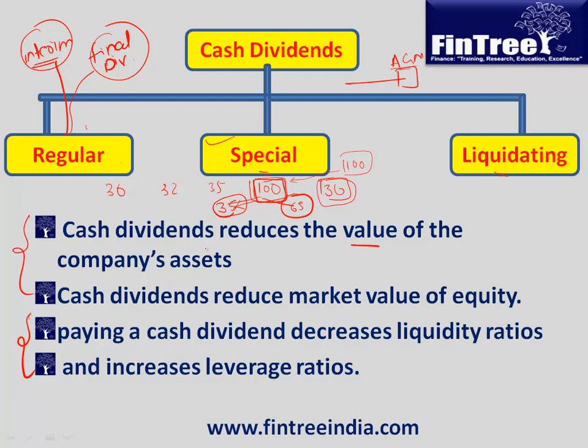cash dividend reduces the value of the company's assets. Fairly intuitive, because that amount of cash is now gone. And if the cash is gone, looking at it from a balance sheet perspective, can I say that book value per share will reduce? Can I say that when cash dividend is paid, book value per share will reduce? Yes, because what is your book value per share? Total assets minus liabilities. So if your assets are reducing, automatically book value per share will reduce.